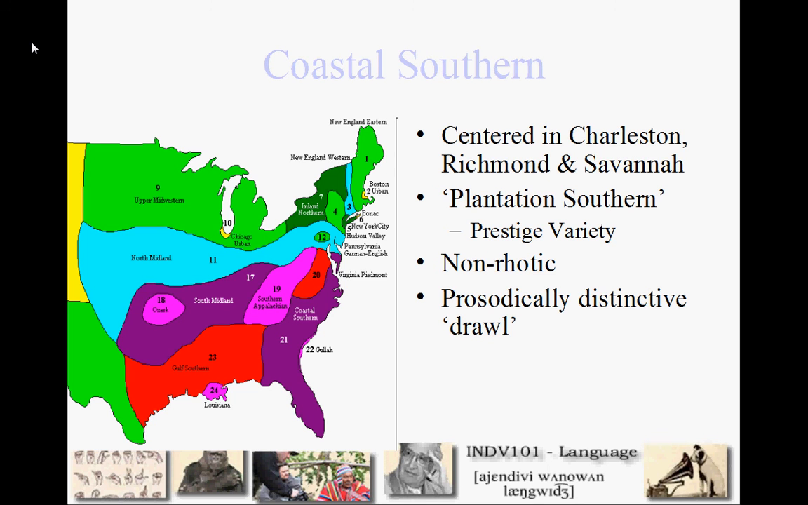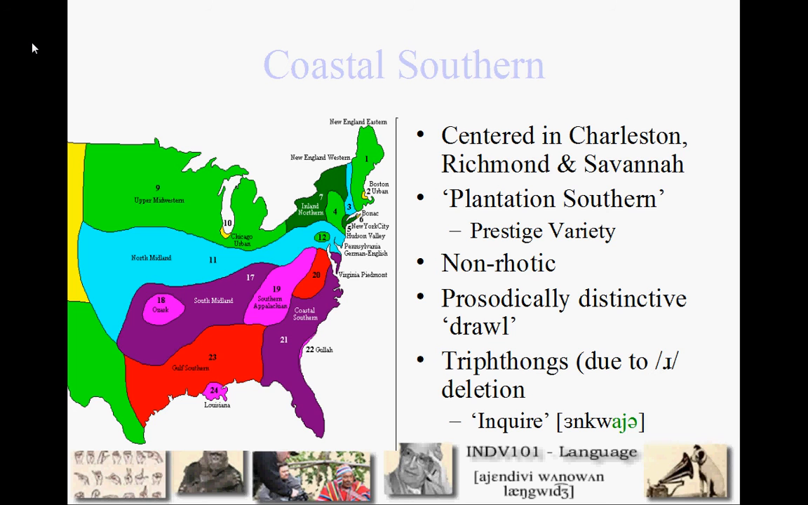They also have that distinctive drawl, and they have things that are called triphthongs. You know how we have diphthongs, where you have two vowels squished together. Sometimes when you have R deletion, you'll end up with three vowels in a row. So instead of "inquire," you could say "inquia." It probably helps to be drawling to say that, because otherwise it's a lot of vowels to squeeze in at the end of that word.